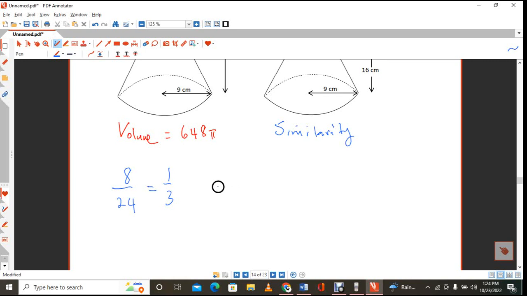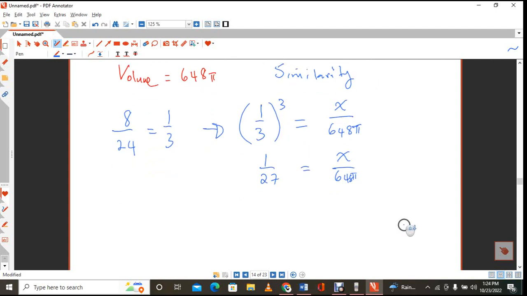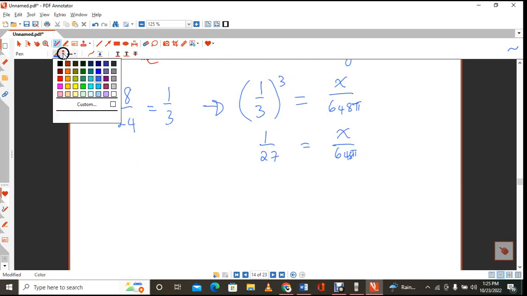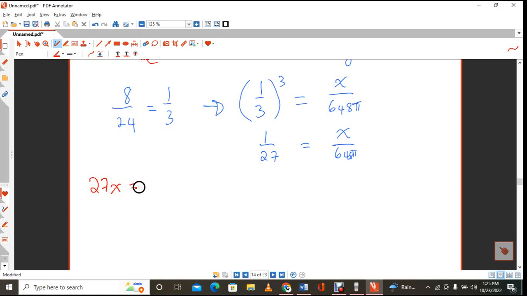So we need to compare volumes. What am I going to do? This 1 over 3, if you cube it, we're going to take the volume of the small one that we don't know over the volume of the big one. I have to cube the sides because I'm using volume. So this is 1 over 27 equals x over 648 times pi. I'll do cross multiplication and then find the volume x. So 27x is equal to 648 pi. Therefore, x will be 648 pi divided by 27.